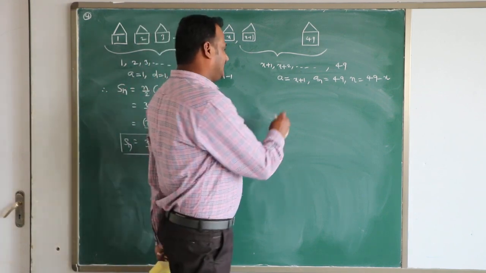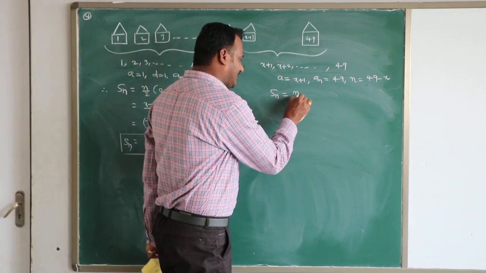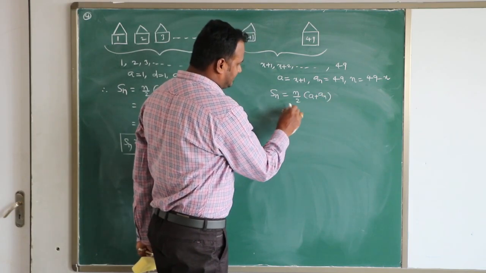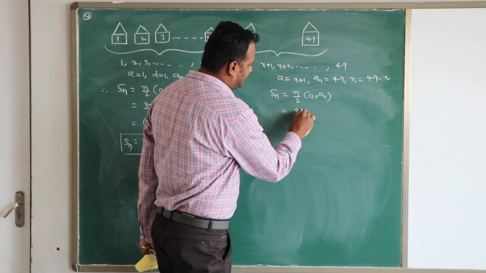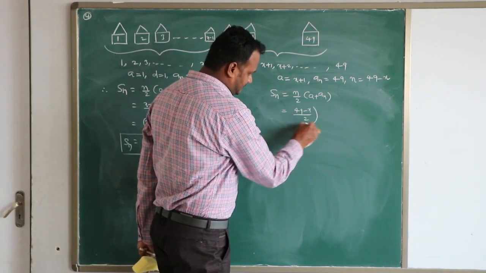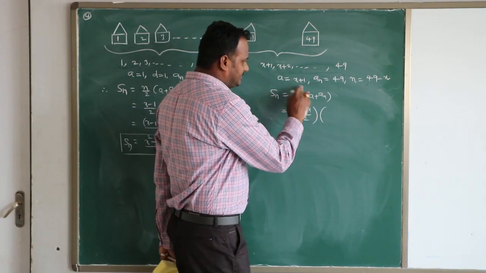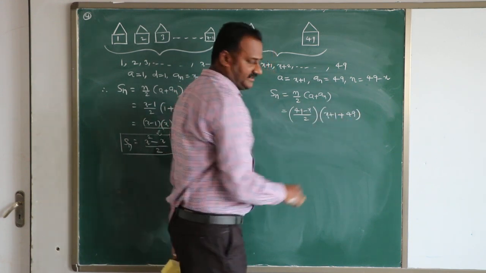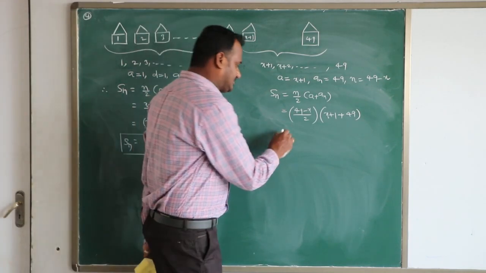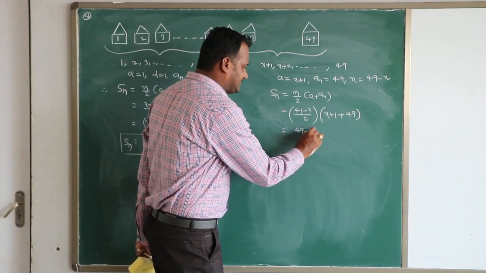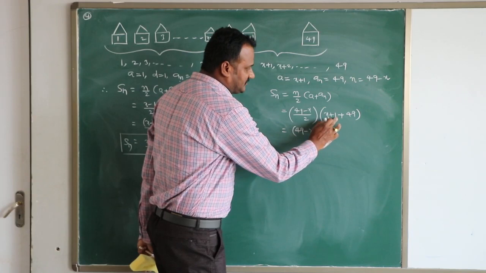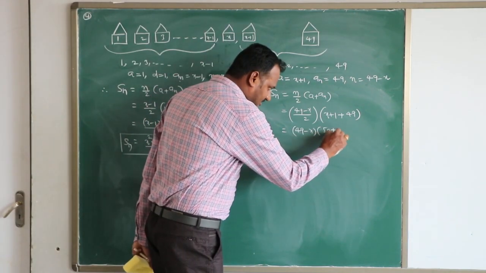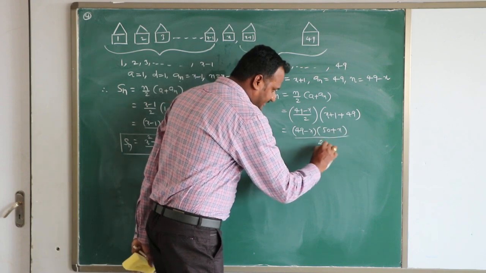Fine. So Sn is equal to n by 2 times (a plus an). Substitute the values. The value of n is 49 minus x, divided by 2, into a, which is x plus 1, plus an, which is 49. So now we can simplify this. 49 minus x times (x plus 1 plus 49, which is 50 plus x). So I am writing this one as (50 plus x) whole divided by 2.